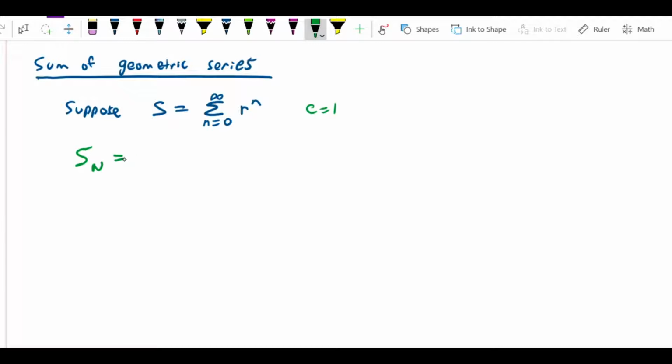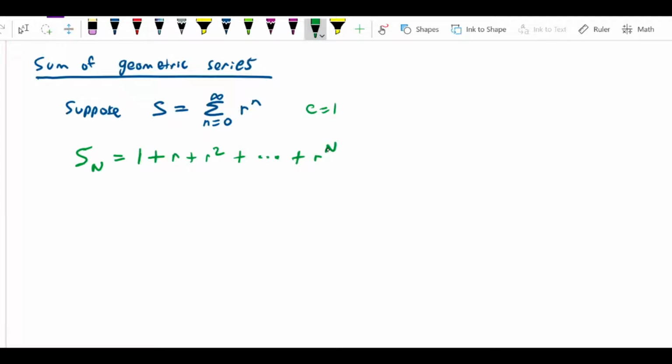So the nth partial sum, S n, is going to equal 1 plus the terms up to n. So it's going to be 1 plus r plus r squared plus dot dot dot plus r to the capital N. So that's what S n is.